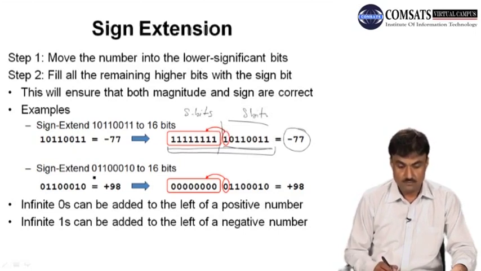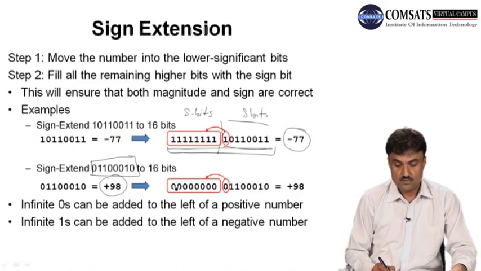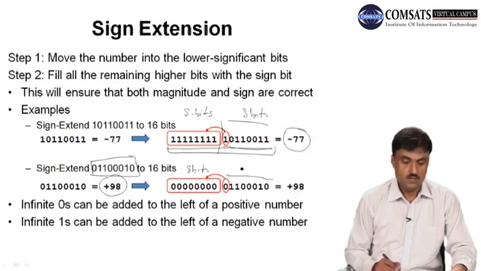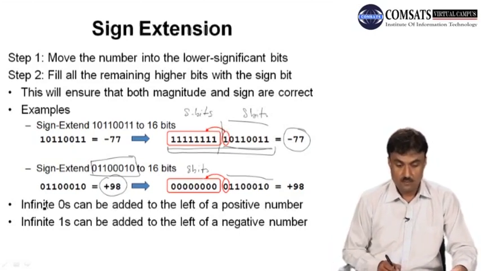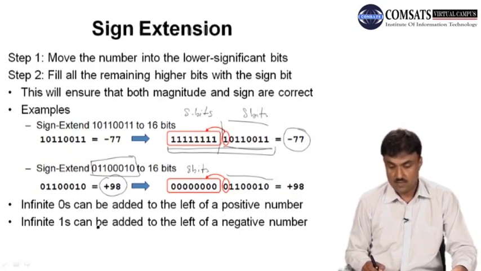For example, if we have plus 98 in 8 bits, the sign bit is definitely 0 because it is a positive number. So we extend this sign bit 0 into the higher order byte, the higher order 8 bits, and the actual number stays in the lower order 8 bits. In this way we can extend the sign. Infinite 0s can be added to the left of a positive number, and infinite 1s can be added to the left of a negative number.